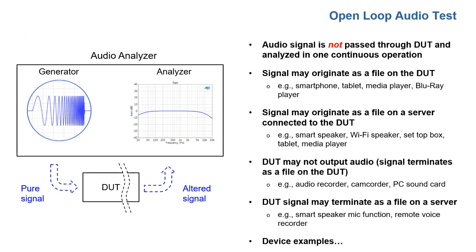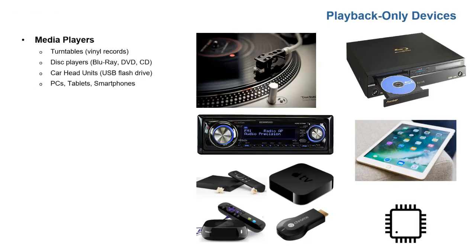So here are some examples of devices that have to be tested in an open loop configuration. First, we have media players. This could be something like a turntable that plays vinyl records, disc players, Blu-ray, DVD, CD, etc. A car head unit where you're playing the signal off a USB flash drive, and PCs and tablets and smartphones. PCs, tablets, and smartphones are kind of special because they show up in many of these categories because they have so many different functions.